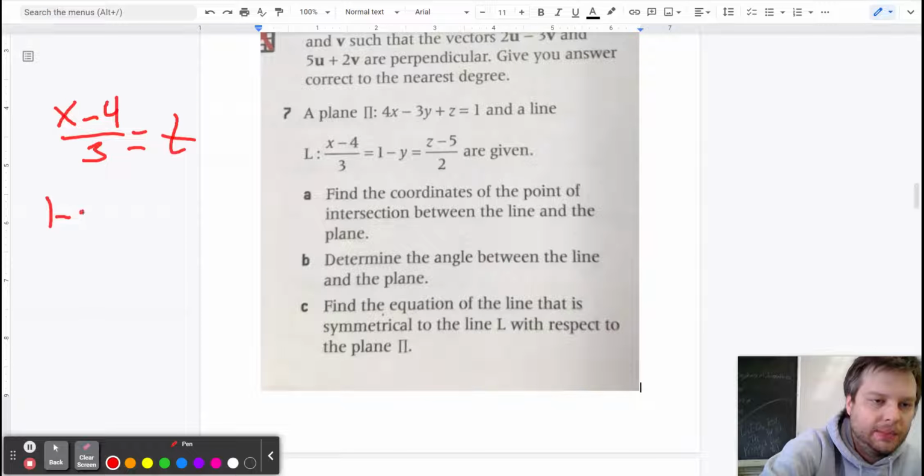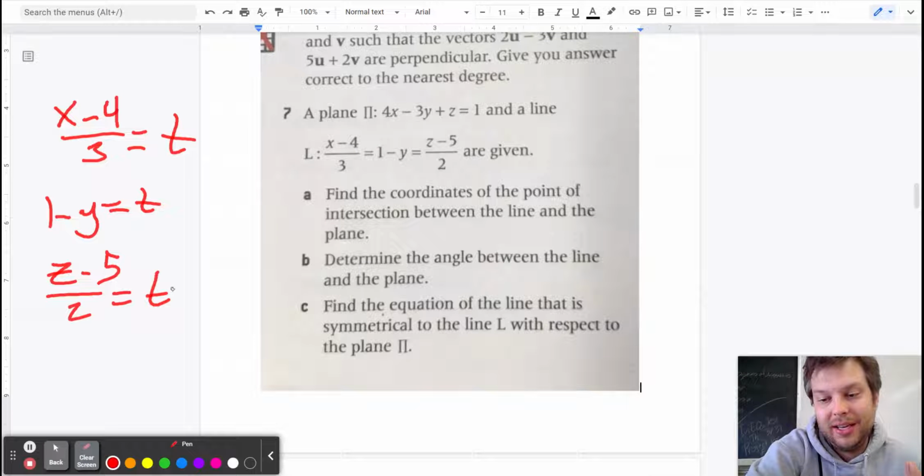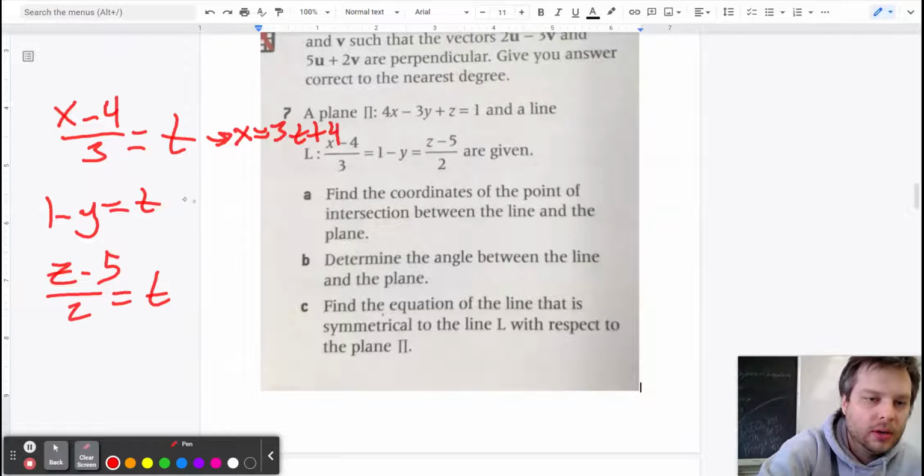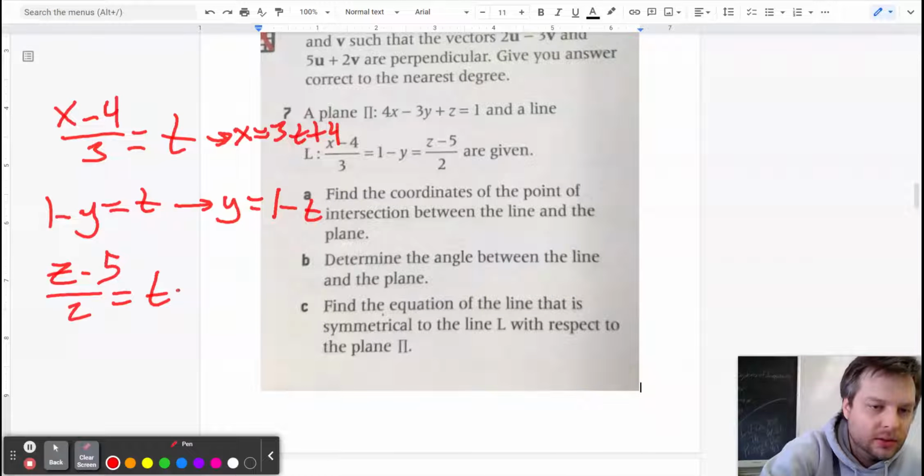So what I mean is (x minus 4)/3 is t, y minus 1 is t, (z minus 5)/2 is t. They're all equal to the same thing. That's why you can make them equal to each other. And this allows us to rewrite each of them as x equals 3t plus 4, y equals 1 minus t, or negative t plus 1 if that makes you happier. z equals 2t plus 5.